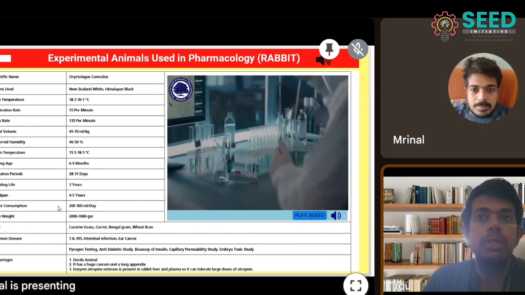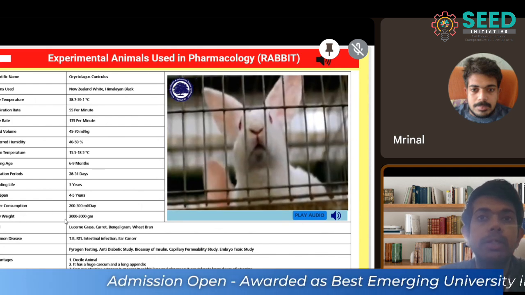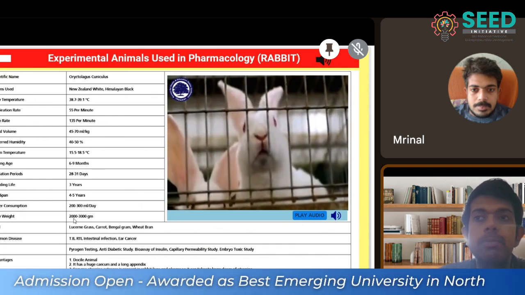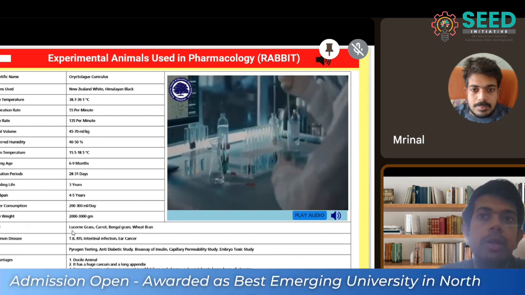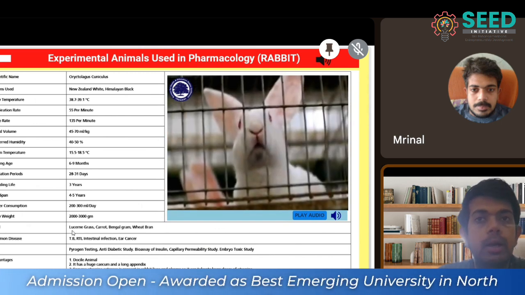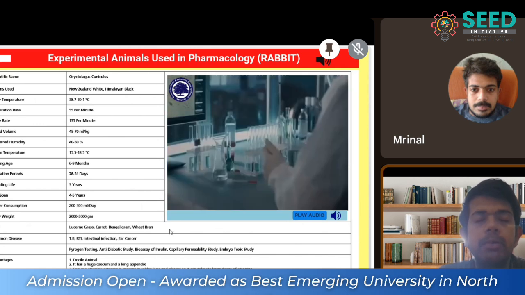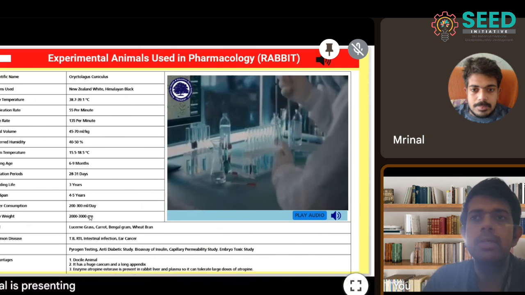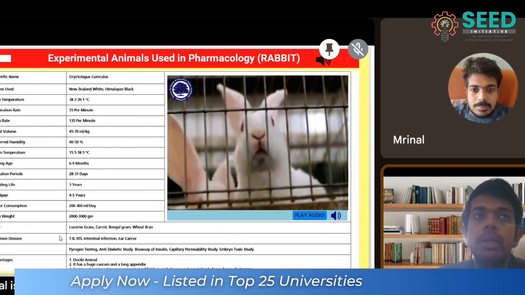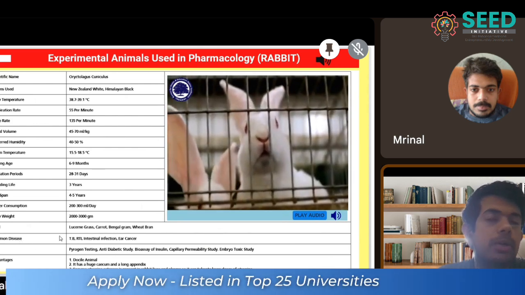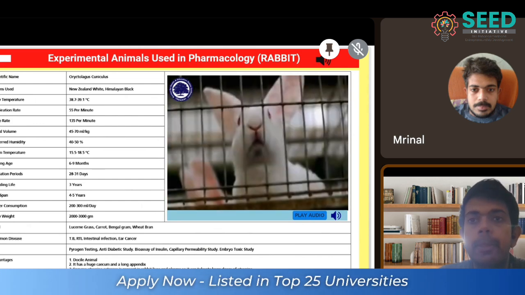Water consumption is 200 to 300 ml per day. Body weight is 2000 to 3000 grams. The food that should be fed is blue green grass, carrots, Bengal gram, and wheat bran, so chana, murmura, and gajar. Common diseases that can be seen in rabbits are tuberculosis, respiratory tract infection, intestinal infection, and ear cancer.